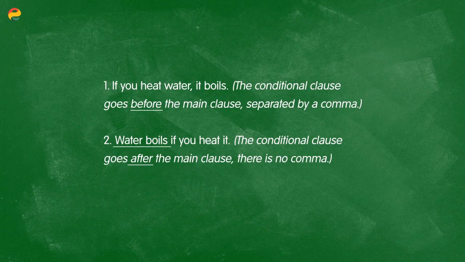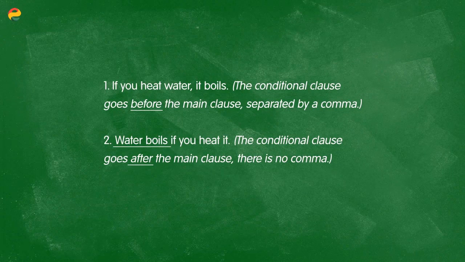If the conditional clause, a form of subordinate clause, comes first, we need a comma to separate it from the main clause. If you heat water, comma, it boils. However, if the conditional clause comes at the end of the sentence, a comma is not required. Water boils if you heat it, no comma.